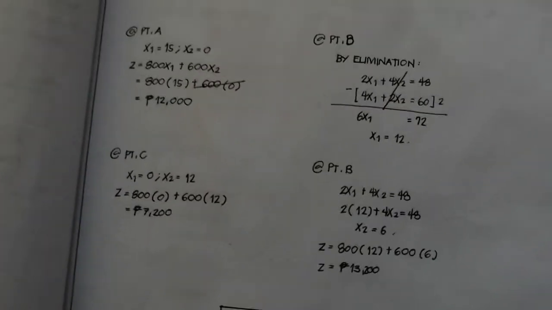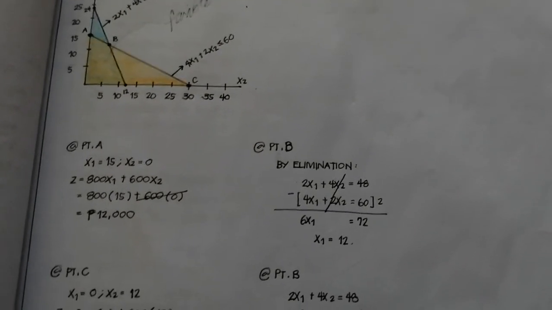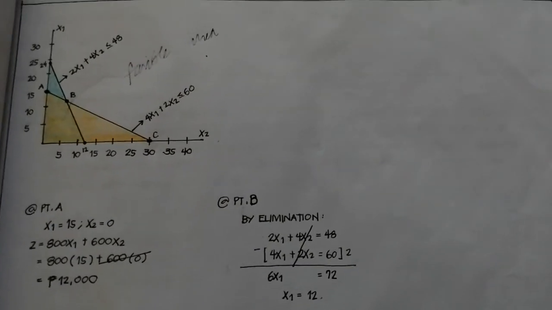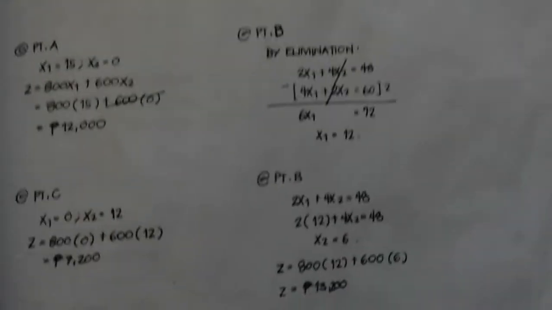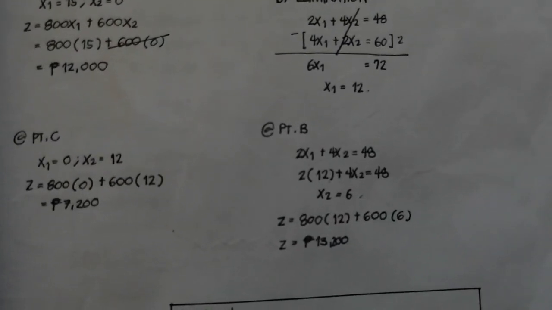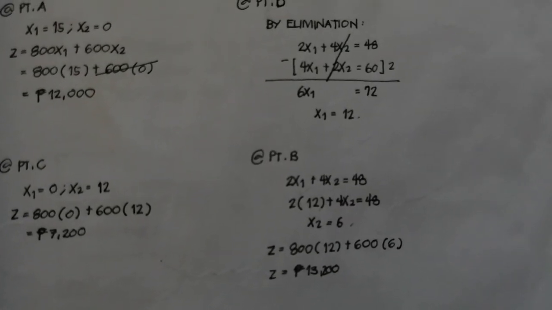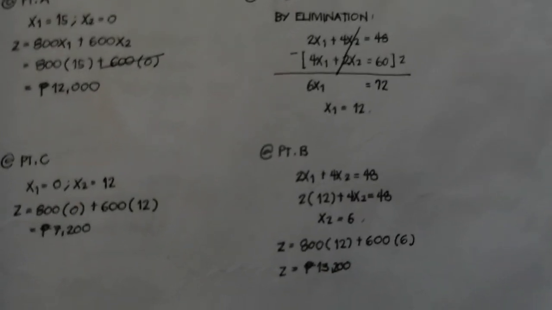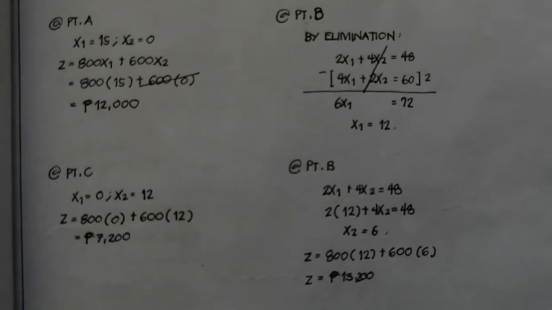And in point C, as seen in the drawing, your x2 value is equal to 12. That's why if we substitute it, and we don't have any value with x1, so if we substitute it with the profit formula, the total profit in point C is 7,200.